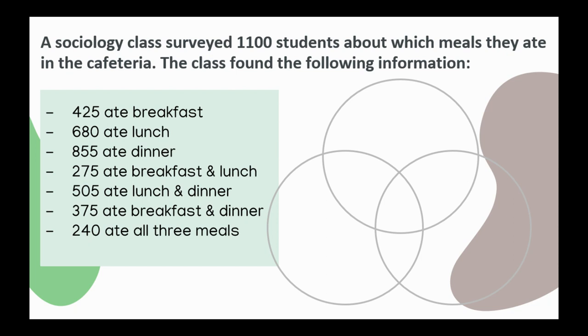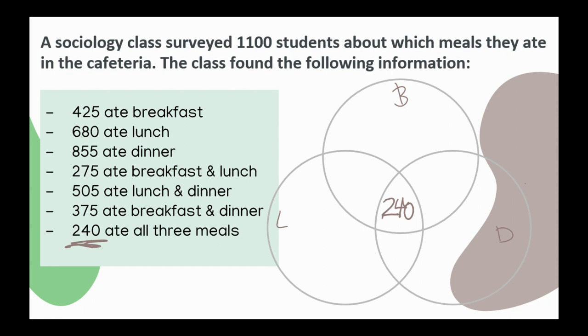So let's start by labeling our circles. We're talking about 3 meals here, right? So we've got breakfast, lunch, and dinner. So let's call one B, one L, and I'm going to put B here, L here, and then D for dinner over here, okay? And then we're going to work through the categories and see how many are in each one. So starting with how many ate all 3 meals? 240, meaning that the intersection of all 3 has 240 people in it, okay?